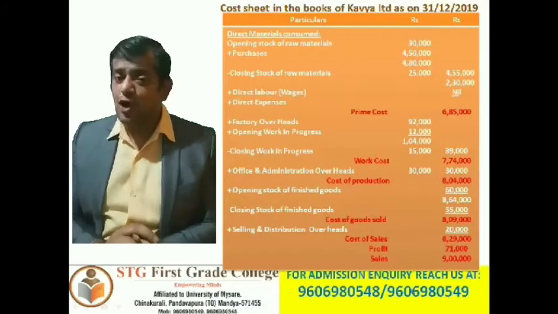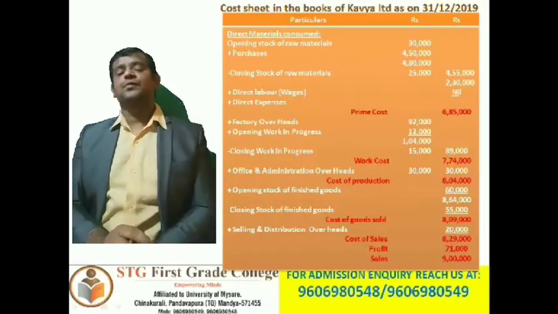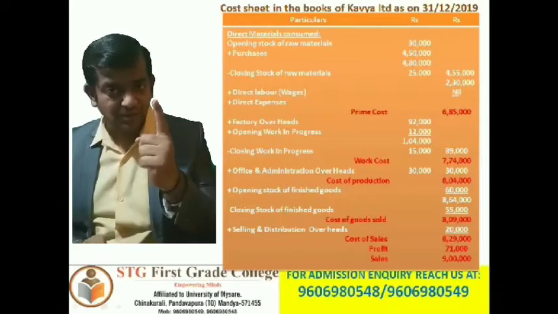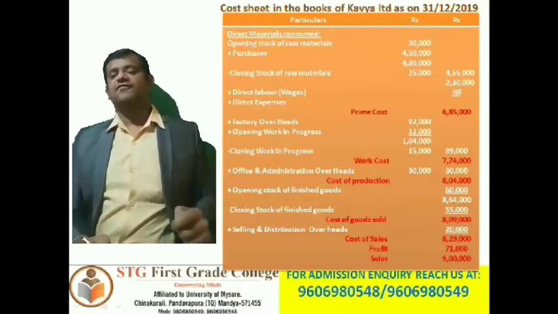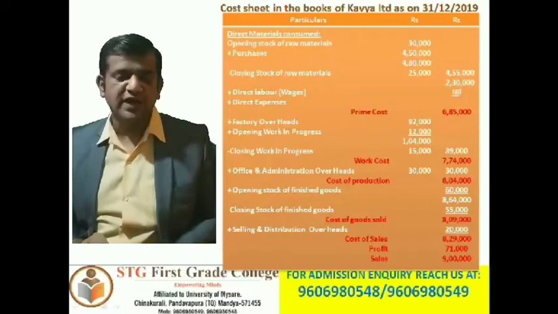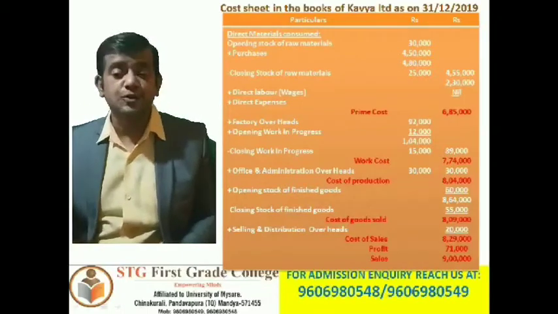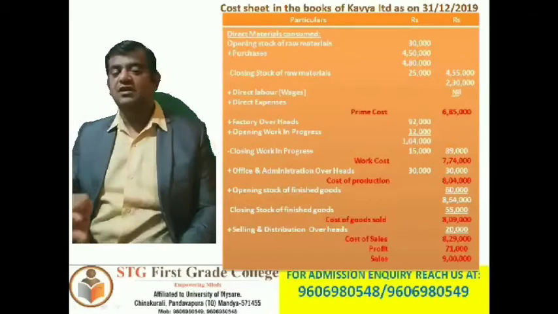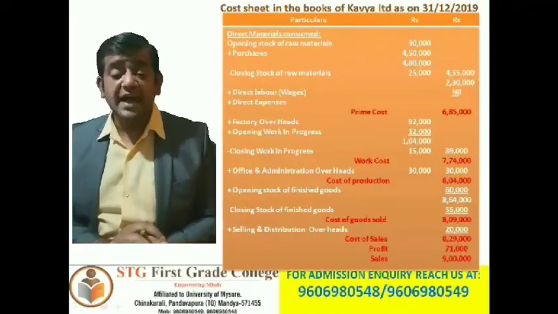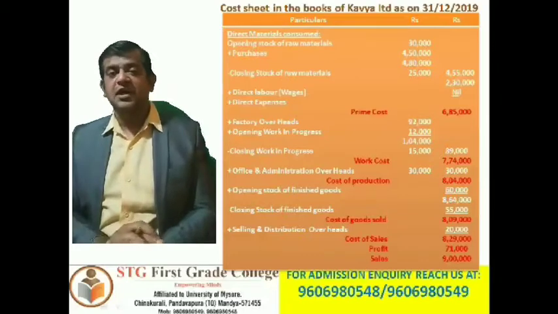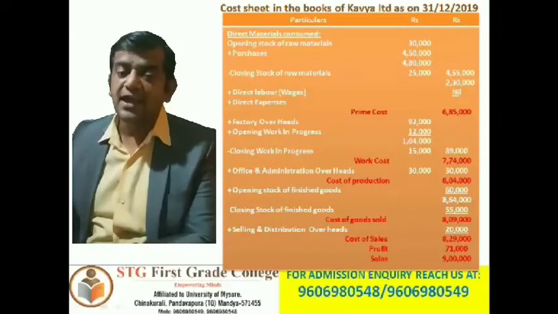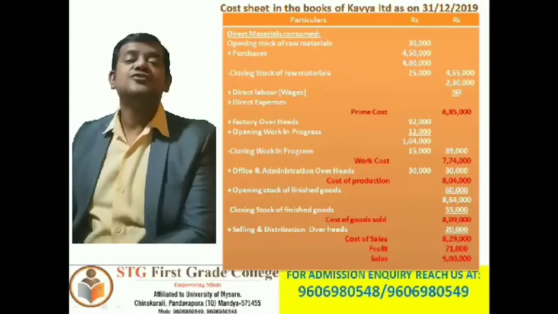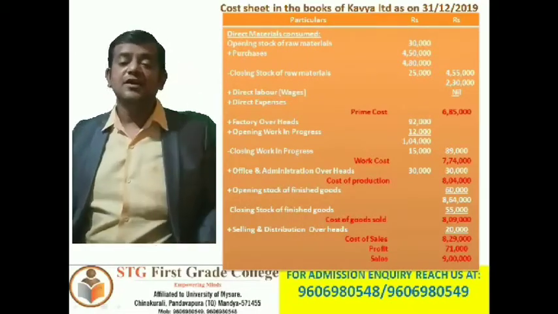That equals how much? 89,000 rupees. So now add that 6,85,000 prime cost plus factory overheads. The total of factory overheads is 89,000 rupees. So 6,85,000 plus 89,000 equals 7,74,000. That is what we call the work cost. So you have understood till here, I believe. So let us move further.